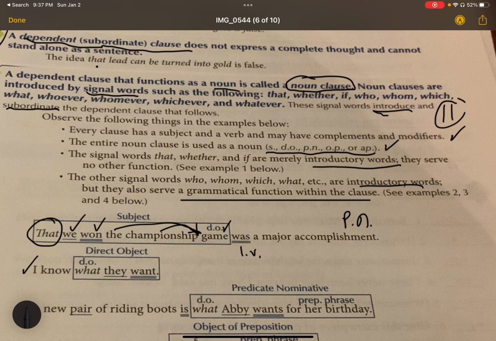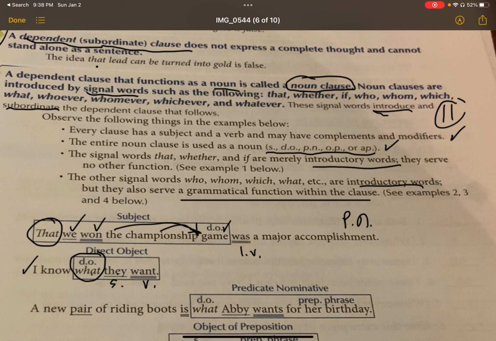Here's another example. I know what they want. What is an introductory word that you've memorized, a signal word, and it does introduce, but it also acts as something within the clause. Let's see. They is the subject. Want is the verb of the clause. What do they want? They want what? So the word what is the direct object of the verb want.